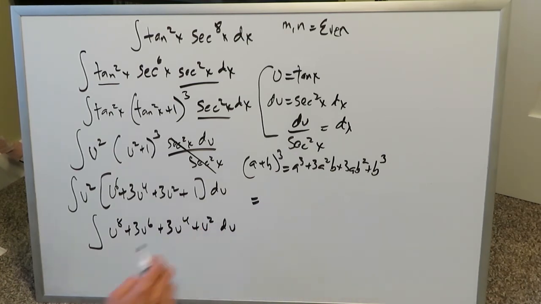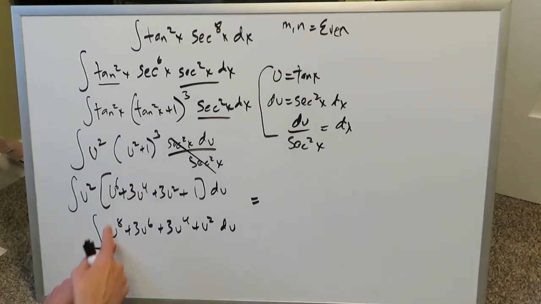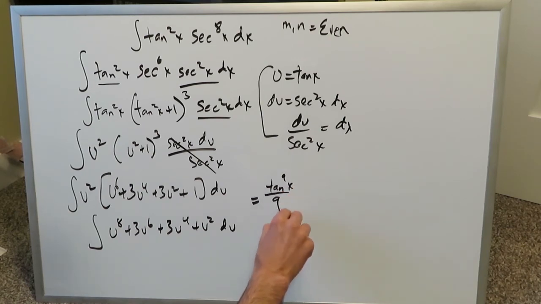What we'll do here in this last step is integrate and resubstitute. U to the 8 will become u to the 9 over 9. Think back to the polynomial integral videos. These types of integrals are very easy to do. Just think these are x's in terms of u's. U to the 8 will become u to the 9 over 9, but u was tan x, so it will become tan to the power of 9 x over 9.